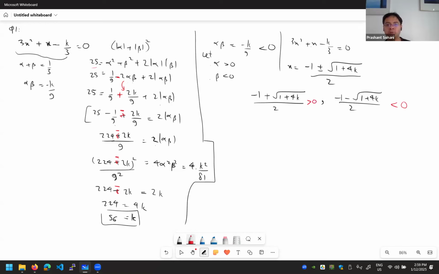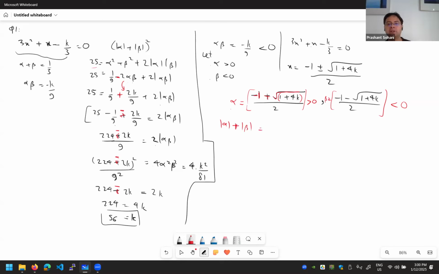And the first term is positive. Why? Because if you look at the numerator, this is minus 1, and then you're adding a quantity which is clearly greater than 1. So whatever is inside the bracket is more than 1, so its square root will also be more than 1. So this is the positive root, and let us say this is alpha, and this is the negative root, which we are calling beta. Okay, so if this is positive and this is negative, then what is the absolute value of alpha plus the absolute value of beta?